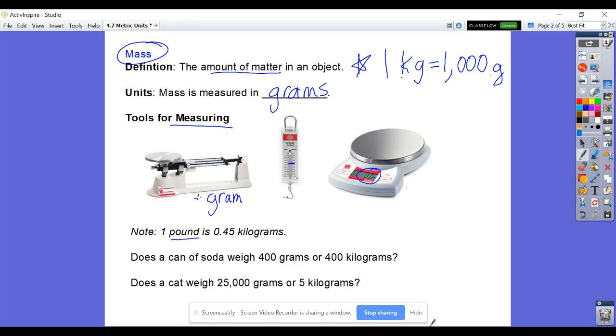So let's apply this. I want you to think about these questions and be prepared to explain why you chose your answer. Do you think a can of soda would weigh 400 grams or 400 kilograms? Go ahead and take your guess. Pause if you need more time to think about it. Play when you're ready for the answer, which is that would probably be roughly 400 grams, right? It's a lot of grams because grams are really tiny. But if it were 400 kilograms, oh my gosh, that would be a heavy can of soda, right?